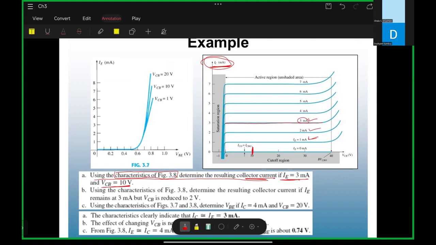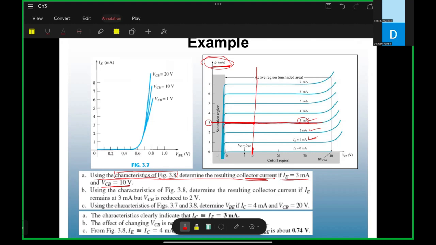So always, first I draw the line for IE, sorry, not IC, IE, and then you have to draw a line for VCB equals to 10. Where these two lines cut each other, that point represents the IC. If you see at this point, the IC value is how much? That is 3 milliampere. Understood or not? Should I explain it again? No, no, it's clear.